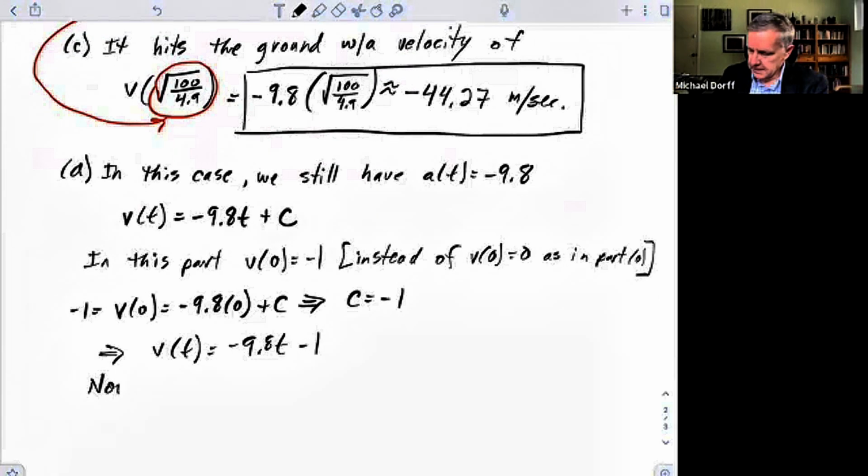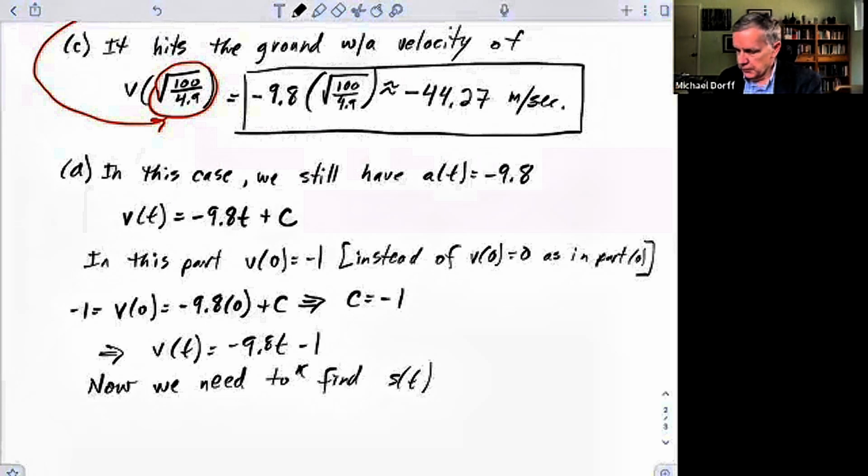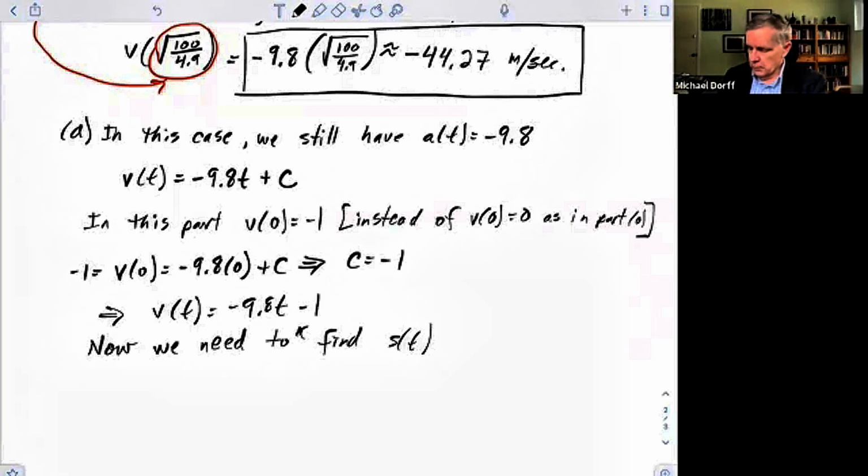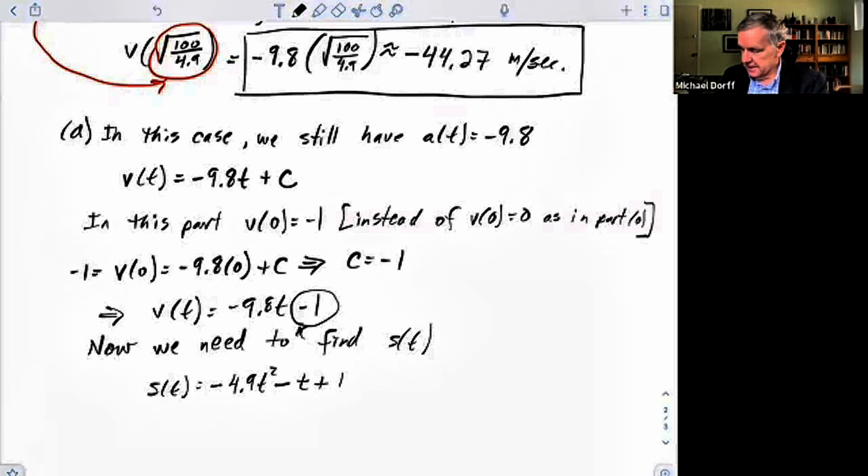Now we need to find s of t. All right, and we're going to do it the same way as we did before. We're going to take the antiderivative of v. So s of t is going to equal negative 4.9 t squared minus t, because I had that negative 1 here. When I take the antiderivative of negative 1, I get negative t, plus the constant d.